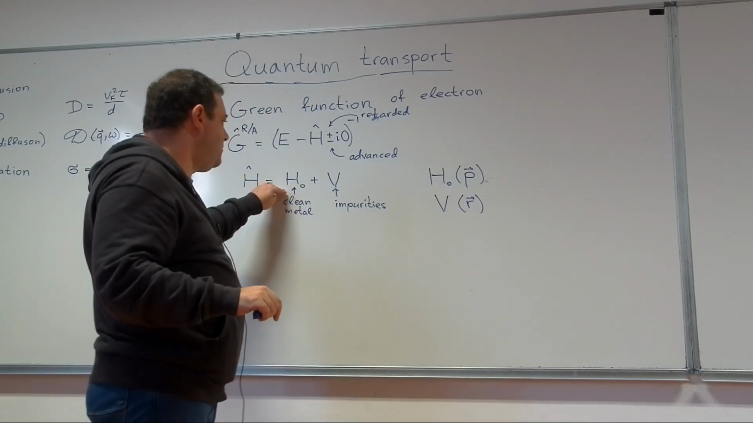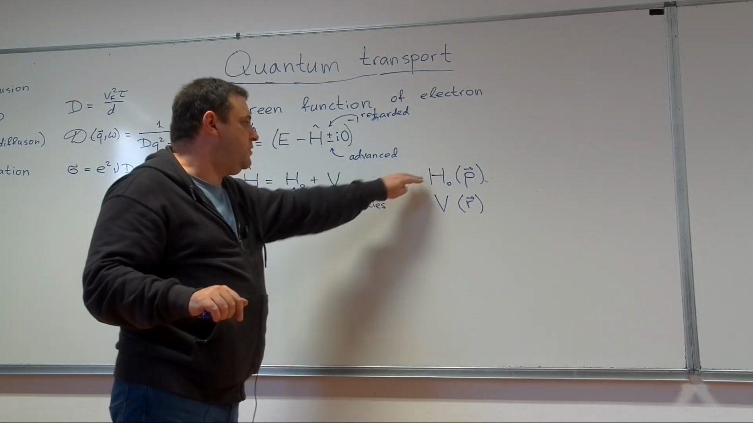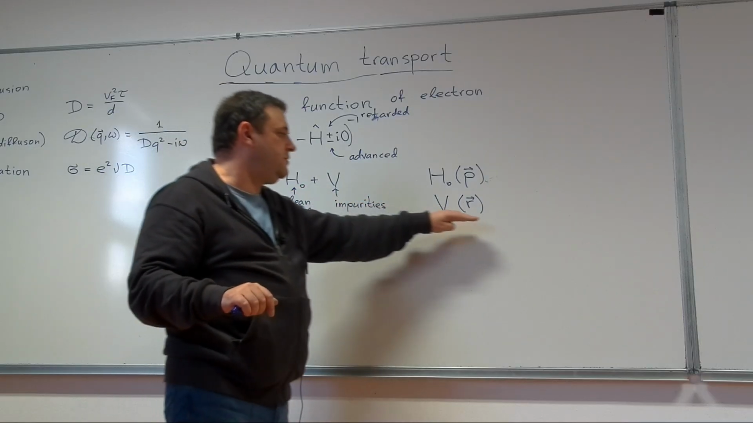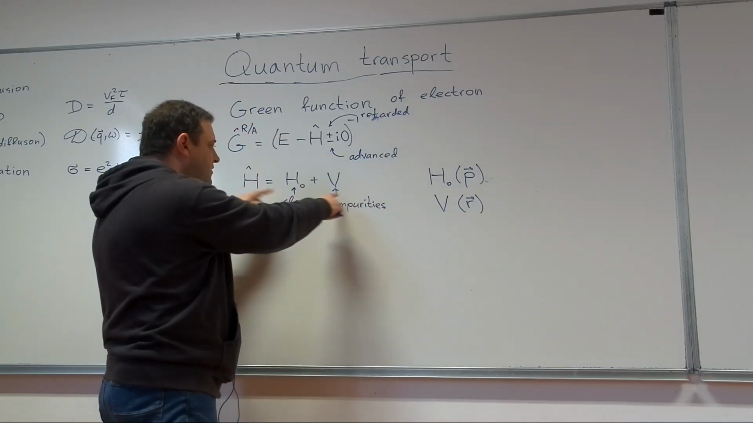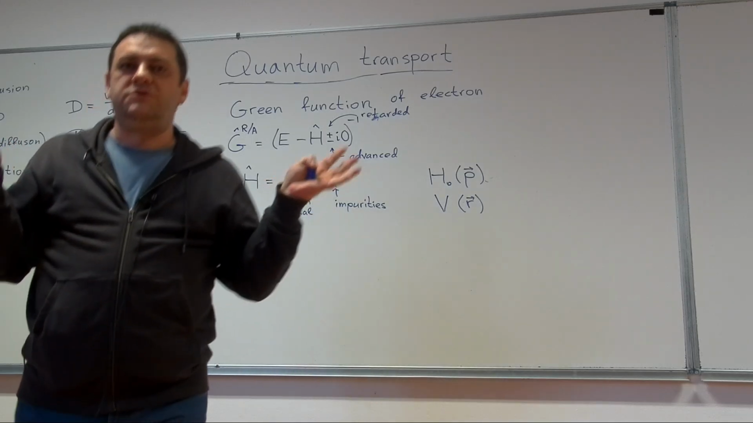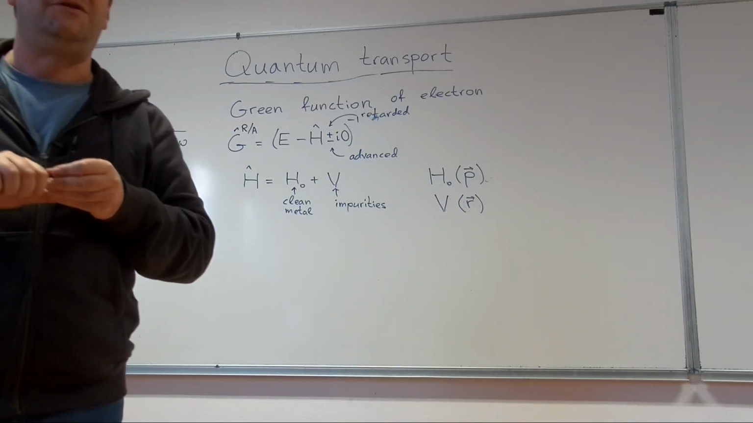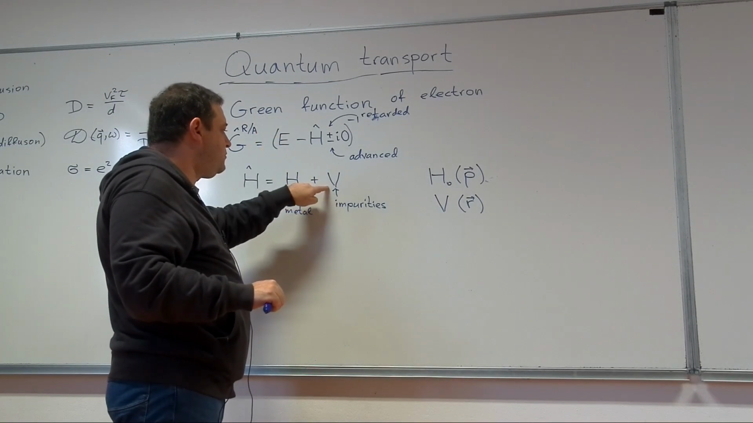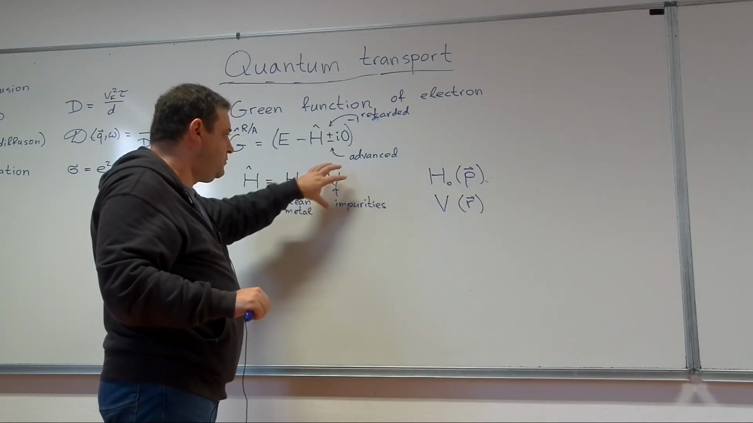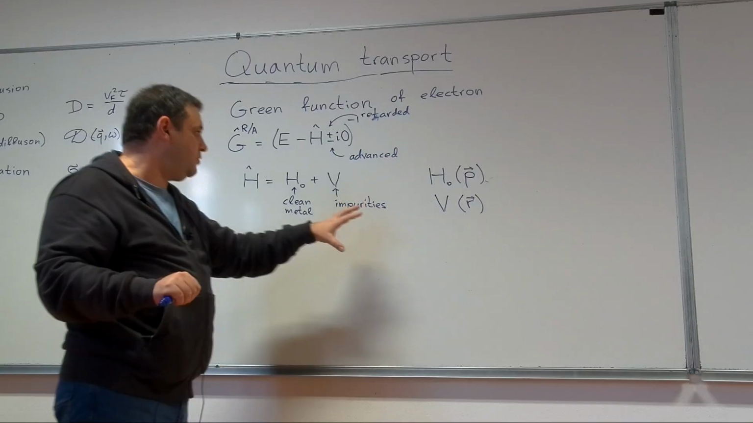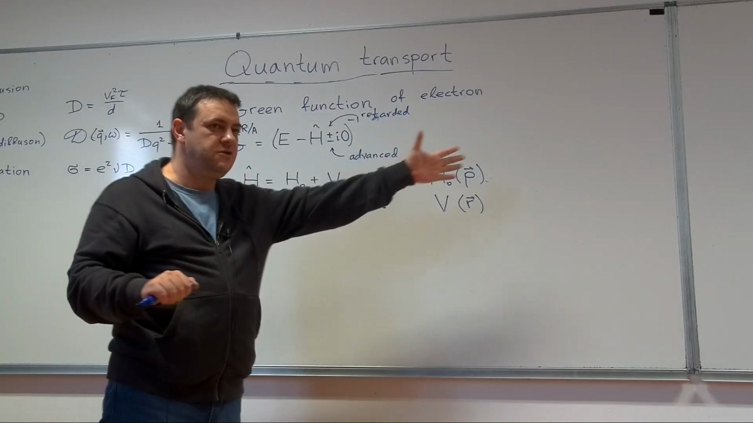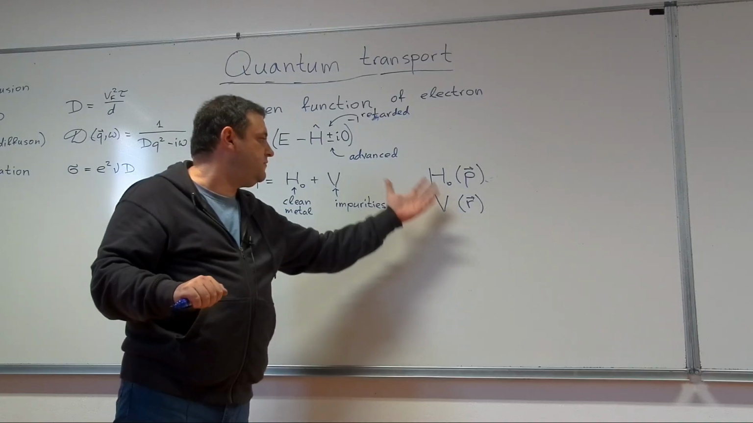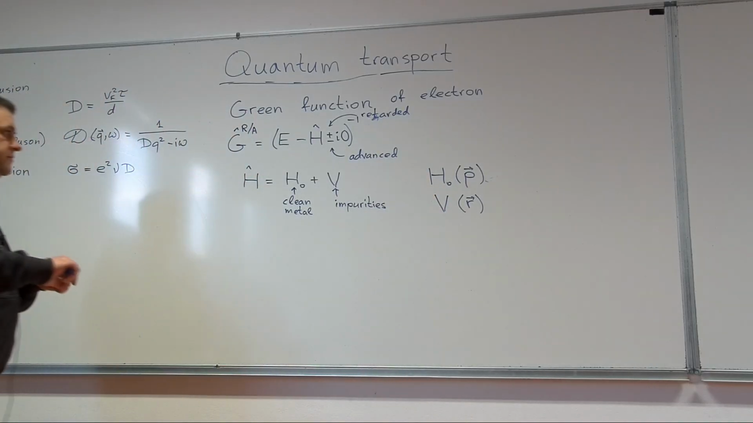So one part is diagonal in momentum representation. The second part is diagonal in the real space representation. So the sum of them, we don't know. It's not easy to diagonalize in a general way. That's why we will do a perturbation theory. We will assume that this impurities contribution is a small perturbation, and we will do an expansion in powers of this V.